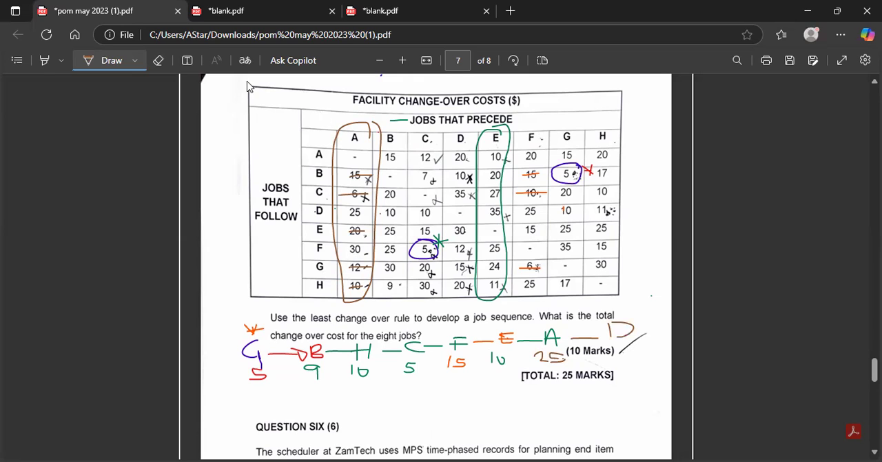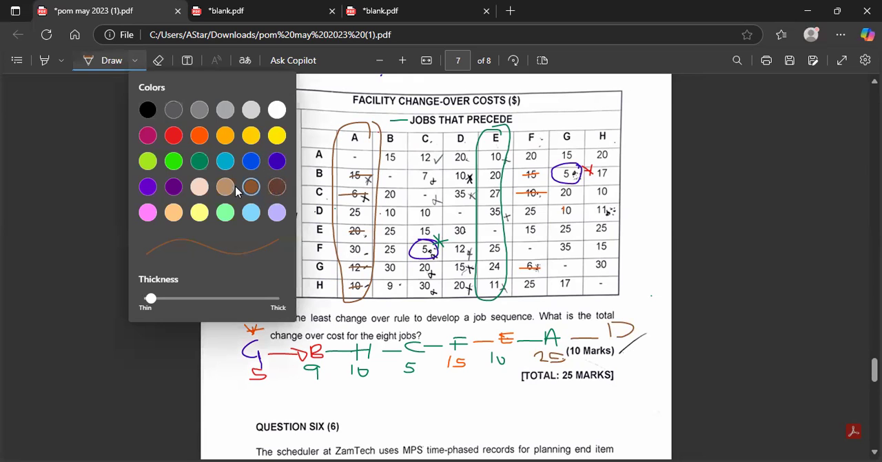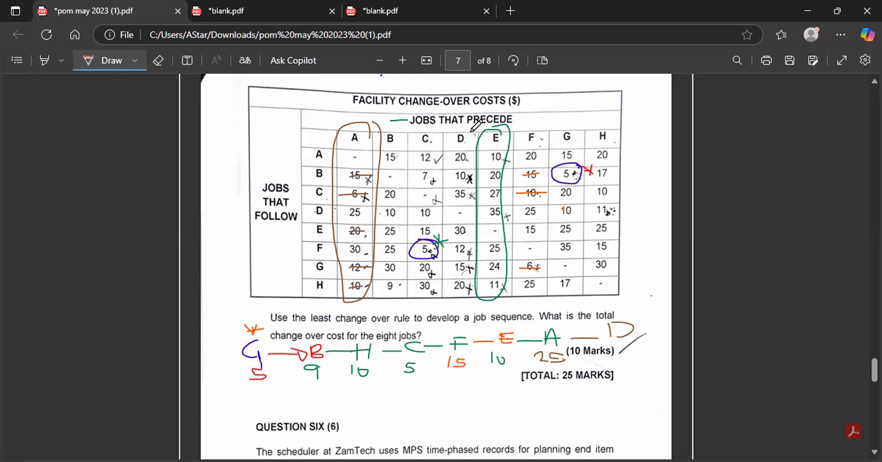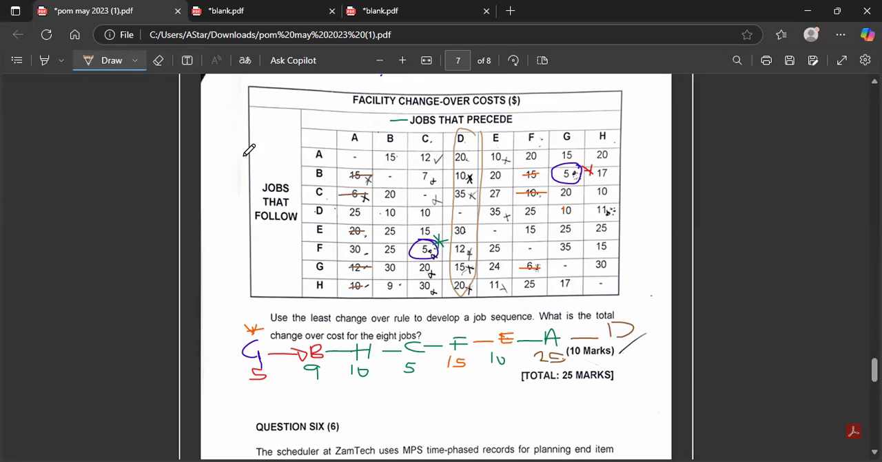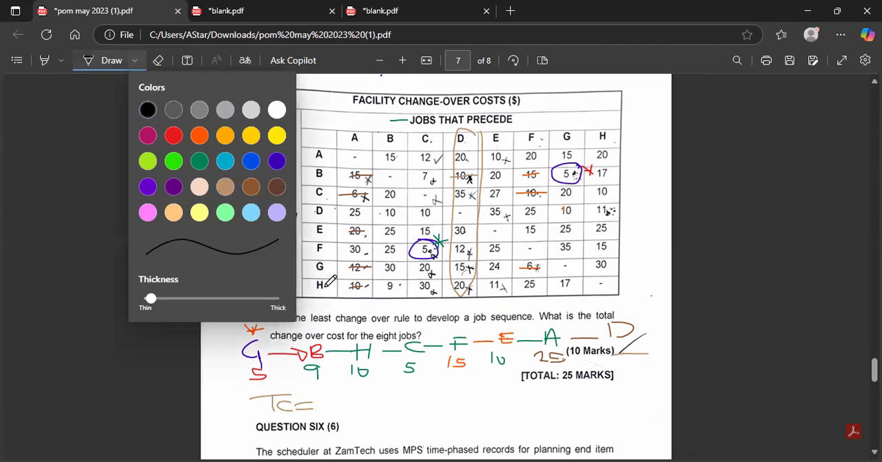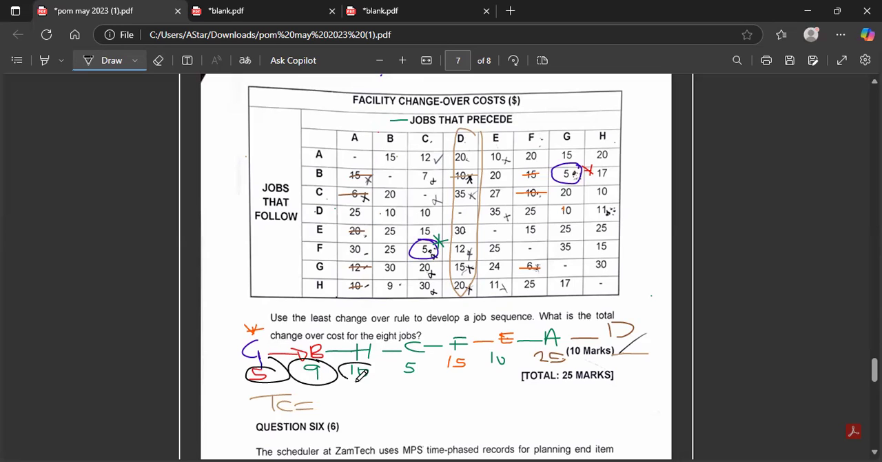D comes here. So what happens? For D, everything is taken. 10 B is taken. So find the total cost. Everything is taken. So what's the total cost here? Add these ones now: this plus this plus this plus this.